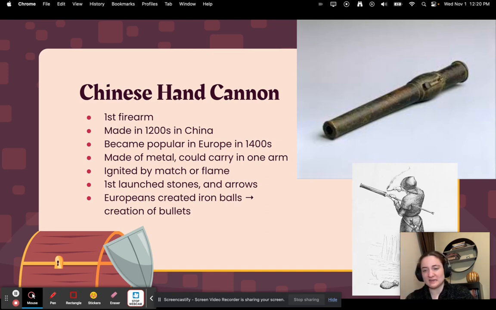Because before there were cannons, and cannons were giant, heavy things that many men would have to push and wheel around. This is a firearm that you can literally carry in your arm. It was ignited by a match or a flame. At first, it only launched little stones or even little arrows. They weren't anywhere near what we think of as a bullet today. Then the Europeans would create iron balls, which eventually led to the creation of the bullet.